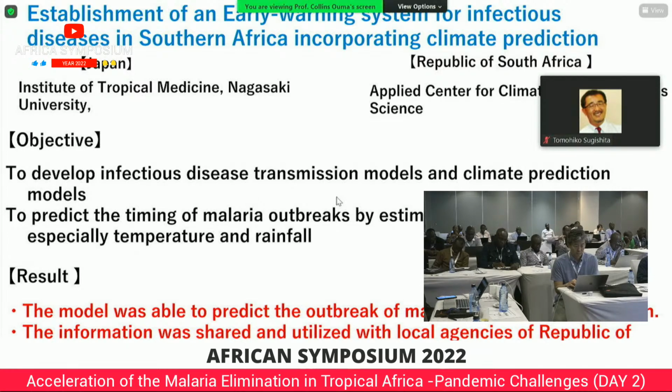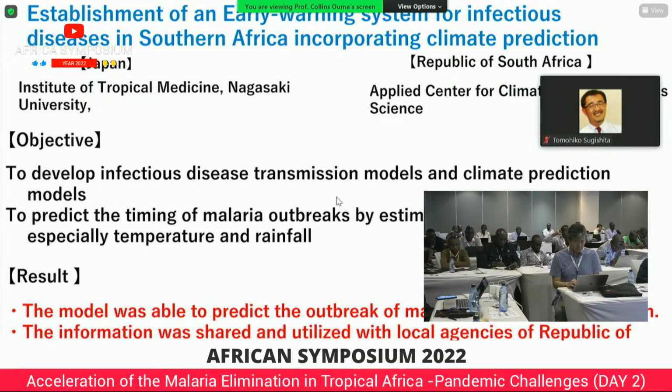It was shown that this model can actually predict the occurrence of a malaria outbreak in 2016 to 2017, 3 months in advance. This method is being used as a malaria early warning system in collaboration with the local government in South Africa. Next slide, please.